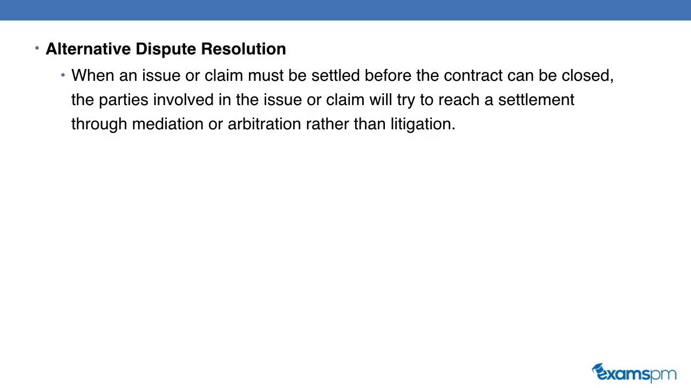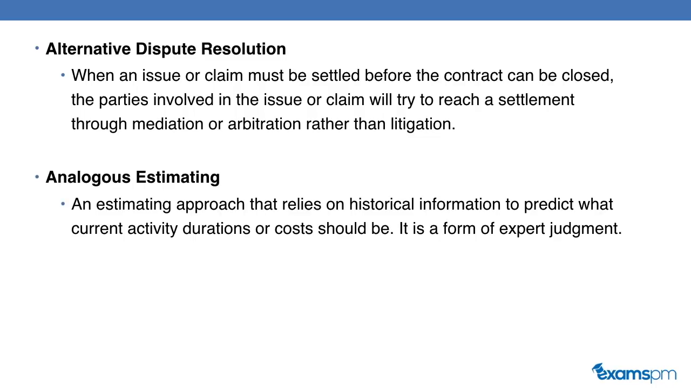Alternative dispute resolution. When an issue or claim must be settled before the contract can be closed, the parties involved in the issue or claim will try to reach a settlement through mediation or arbitration rather than litigation. Analogous estimation. This is an estimating approach that relies on historical information to predict what the current activity duration or cost should be. It is a form of expert judgment.